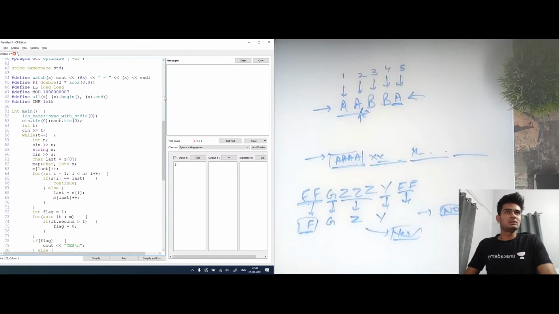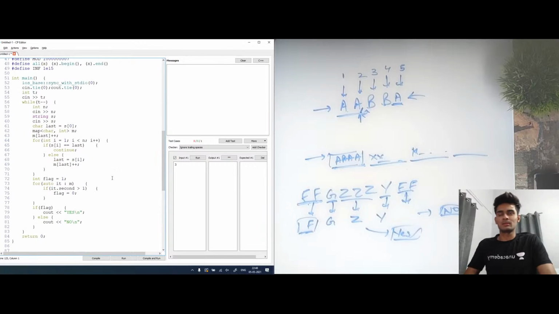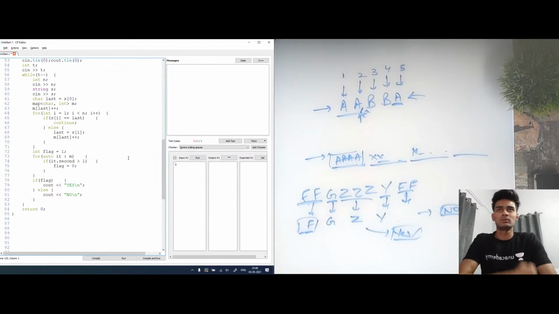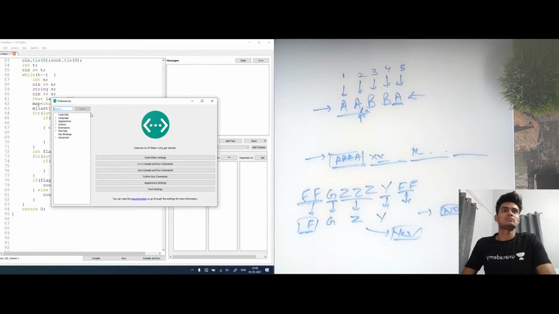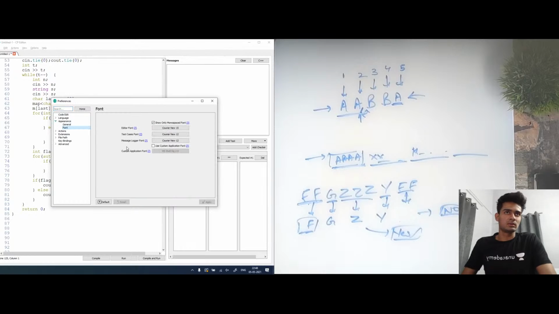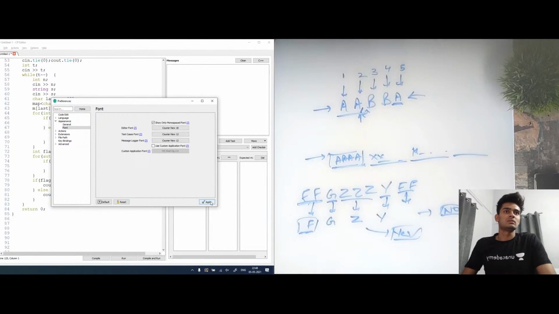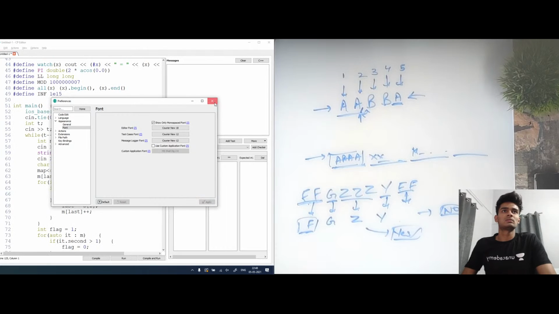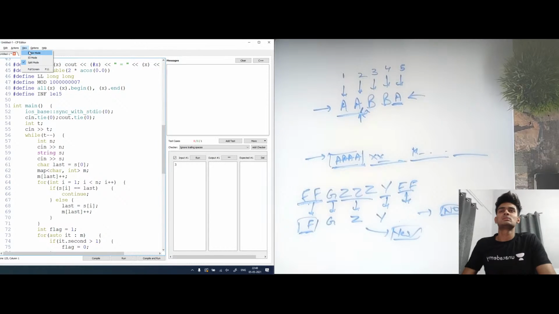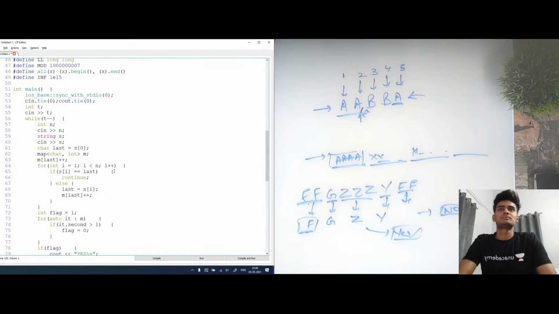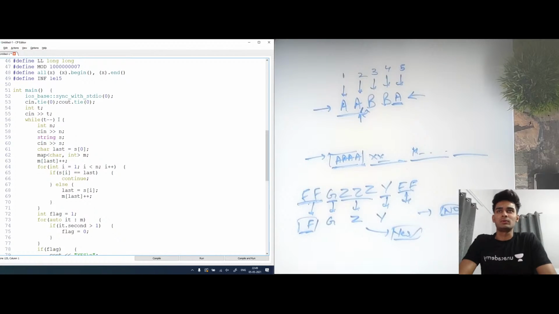Okay, I hope the font is okay with everybody. If it is not, then let me know, or I'll just increase the font. It'll be better. Okay, where do we have font? Okay, just make this as 18. Okay, cool.